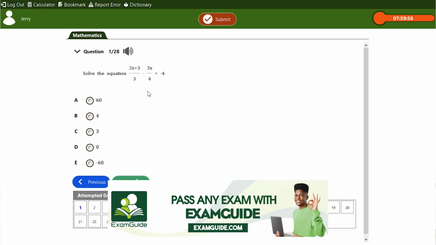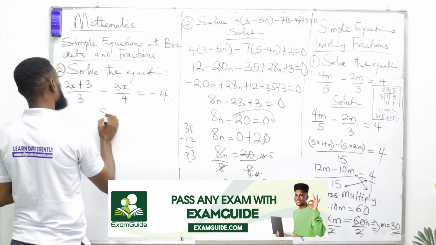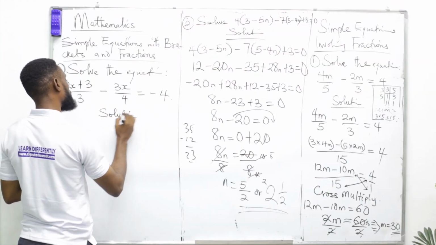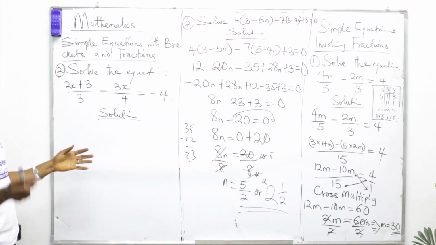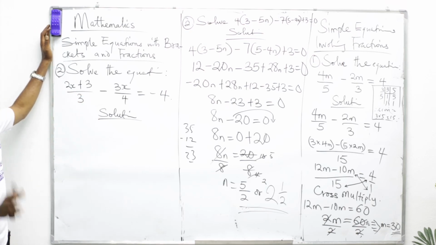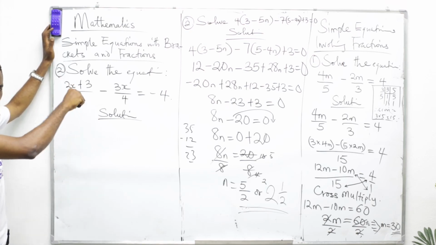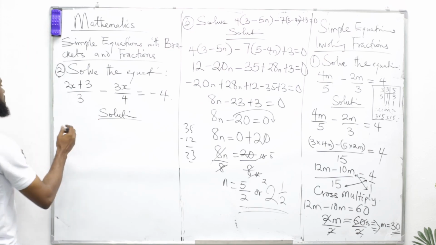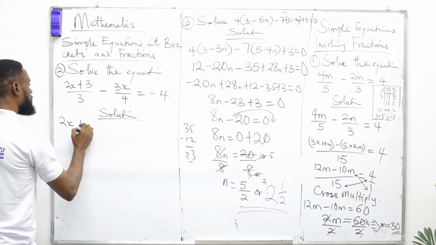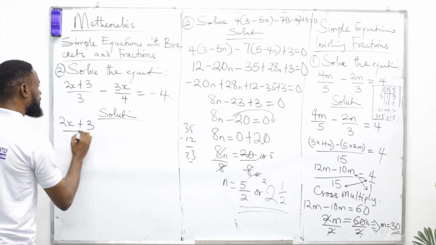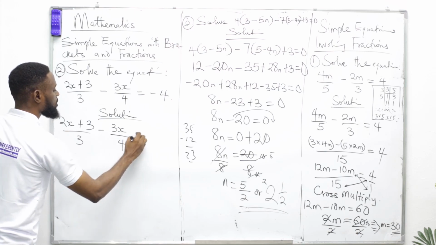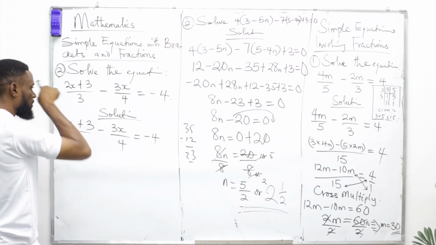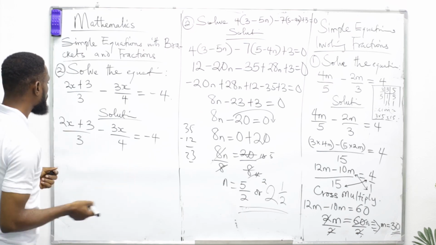All right, so we have something there. They say we should solve the equation. So, solution. All right, so our concern here is to find the value of x. That is the solution of this equation, okay? So we are given (2x plus 3) over 3 minus 3x over 4 is equal to minus 4. Okay? So, what do we do?